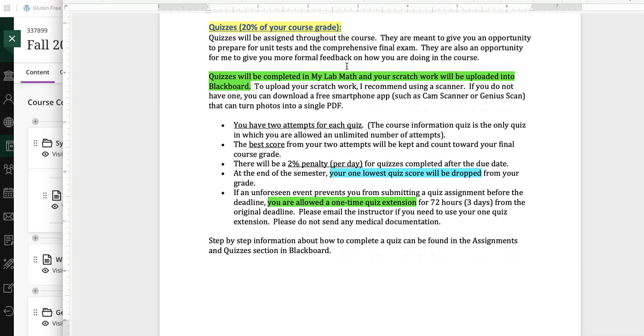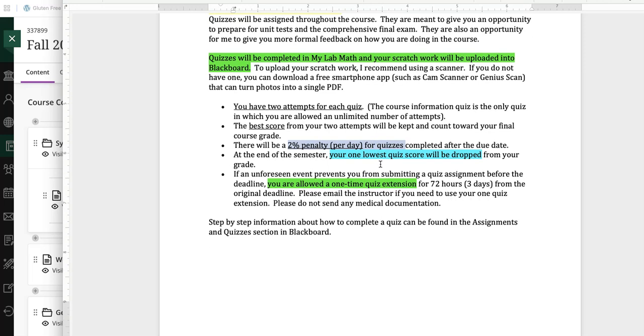Quizzes are a higher percentage. Quizzes are 20% of your course grade. Again, there's a penalty per day if you have a quiz that's turned in late. Your one lowest quiz grade will be dropped at the end of the semester, and you are also allowed a quiz extension if you need it.